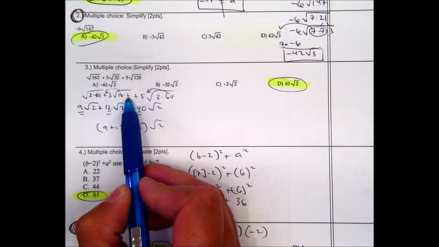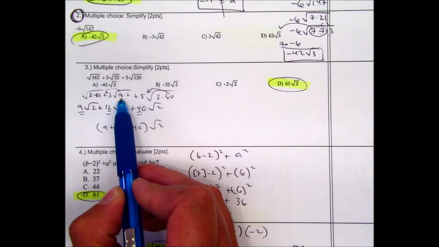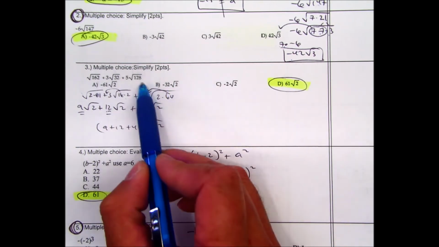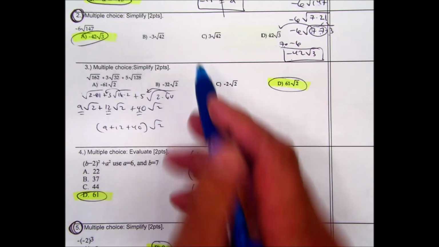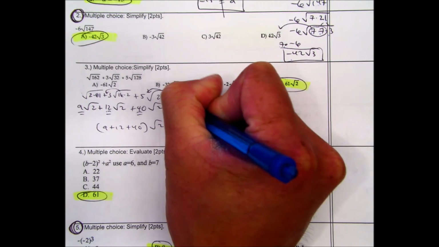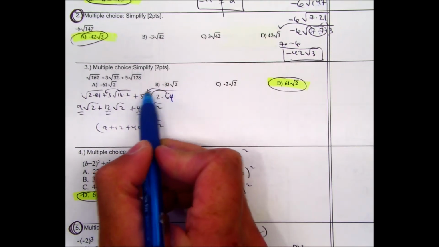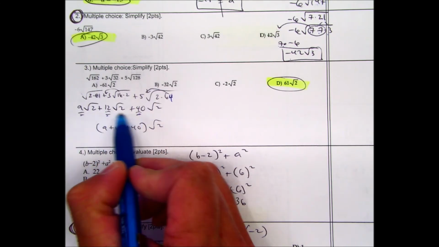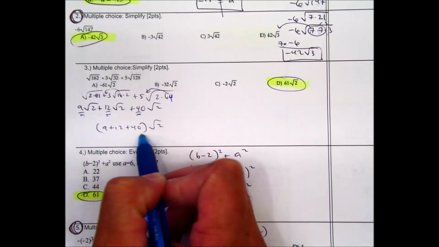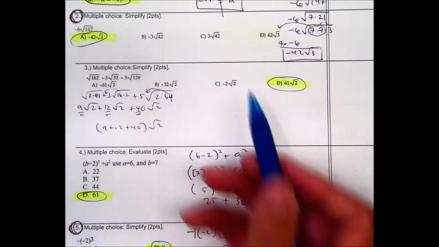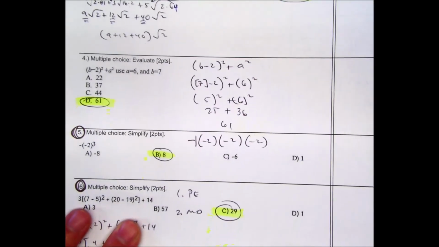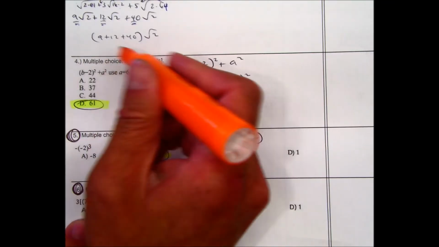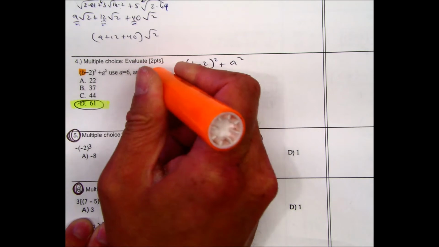32 could be written as 16 times 2. 16 is 4 times 4, so the 4 comes out. 4 times 3 is 12. 128 is 2 times 64. The square root of 64 is 8, so 8 times 5 gives you the 40. And I just add like terms, which is the coefficients, the numbers in front. 9 plus 12 plus 40 will give me 61 radical 2.